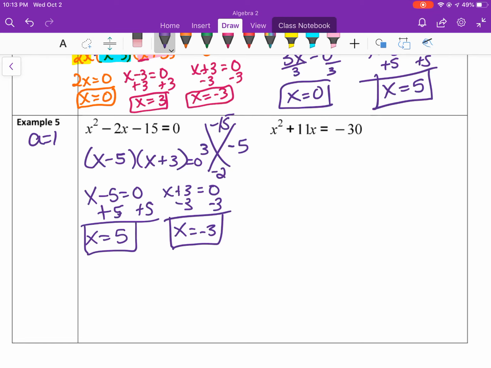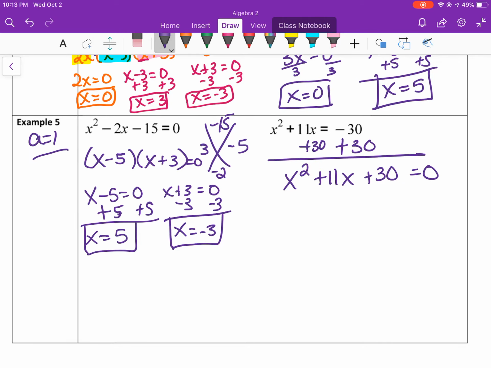In the second example, example 5 part B, notice that it's not equal to 0. So before you can factor and solve, in order to use the zero product property, you have to have your equation equal to 0. So before I can start this one, I do need to move the 30 over by adding 30 to both sides. So I'm going to do x squared plus 11x plus 30 equals 0.